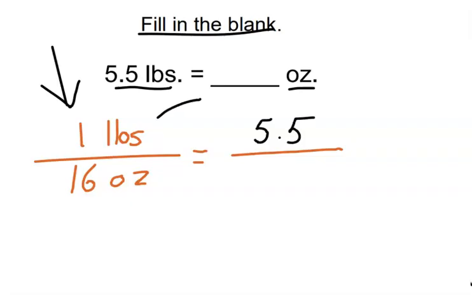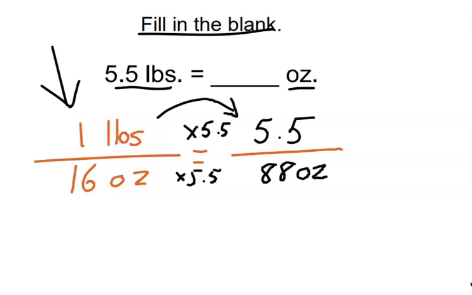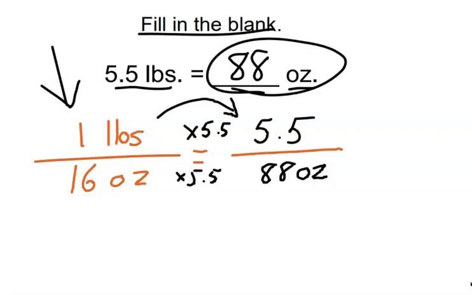Okay, so how would we get from 1 to 5.5? Sometimes you say add something or something like that. Remember, if we are scaling, it always has to be multiplication or division. So we're going to have to multiply by 5.5. All right, so let's do that. If we take 16 and we multiply that by 5.5, that's going to give us 88. So the answer right here would be 88 ounces. 88 ounces is the same as 5.5 pounds.